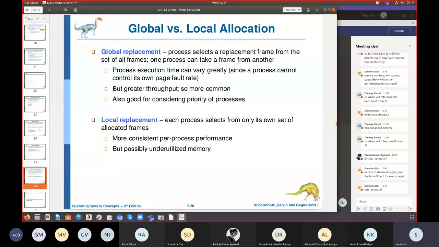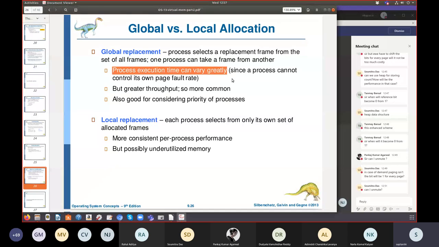However, this also means that process execution time can vary greatly, since a process cannot control its own page fault rate. Maybe you have written your code very carefully so that there is no page fault. But because some other process has got a page fault, the OS can replace a page from your process. So you cannot actually control how many page faults your process will have.